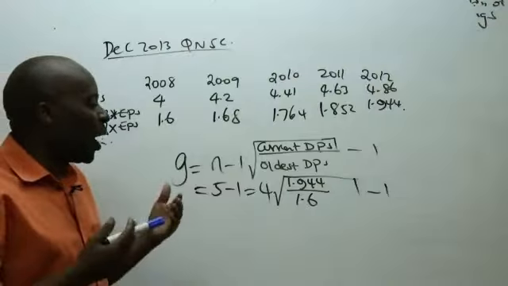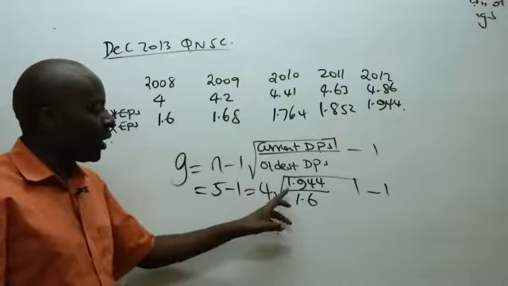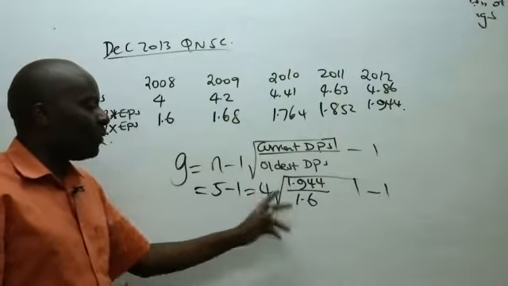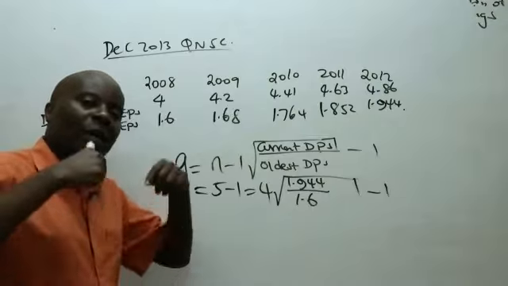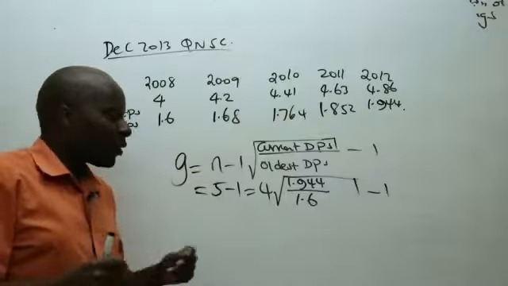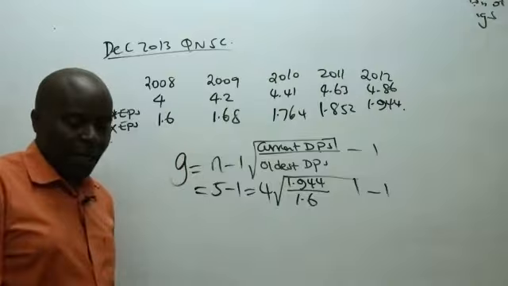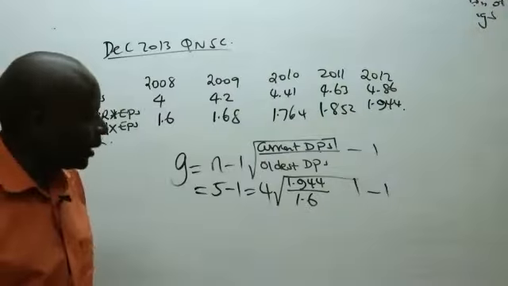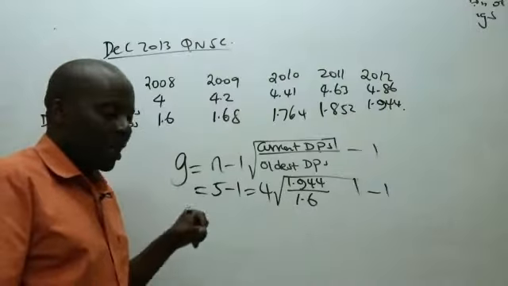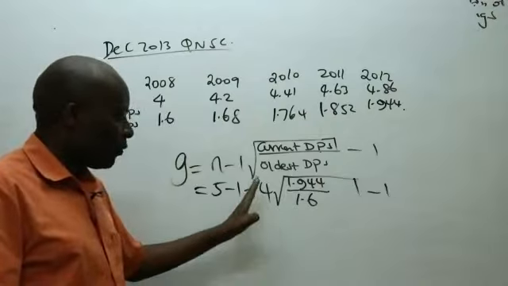So if I'm the one doing this, first of all, I'll get this quotient. I will punch in 1.944 divided by 1.6. And then whatever I get, I will come straight away and find its fourth root. Please come and find the fourth root of this quotient. I want to see whether there is anybody who will be able to get this correctly.